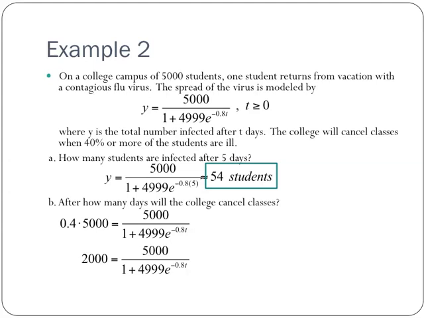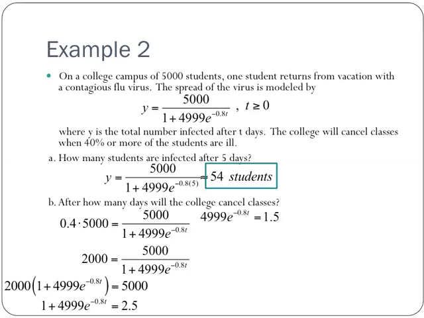Now we need to get that exponential out of the denominator and then by itself. So I'm going to start by multiplying both sides by that denominator. Now I'll divide both sides by 2,000. That actually simplifies our problem a bit. And then we're going to subtract 1 from both sides. And then I'm going to divide by 4,999. Now we have the exponential portion by itself. So now I can take the log of both sides, natural log, ln of both sides.